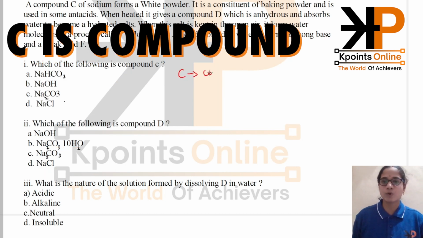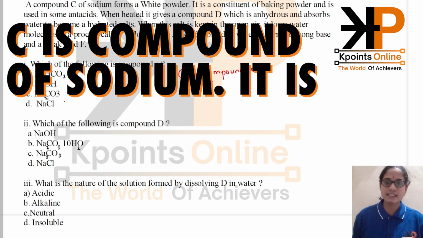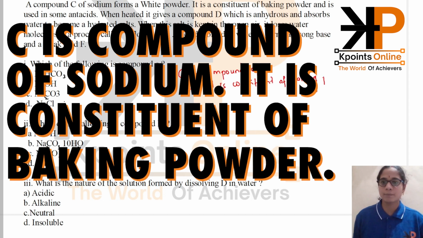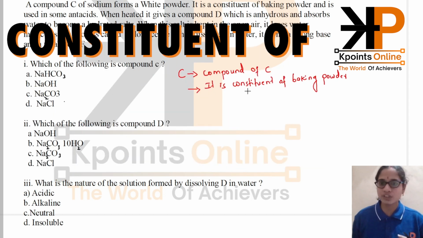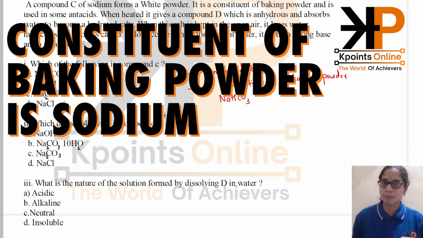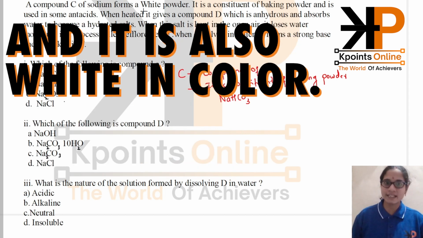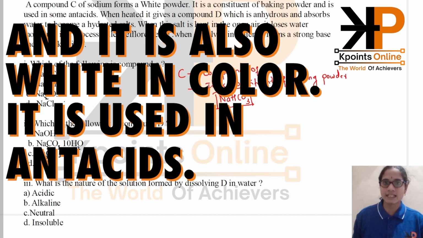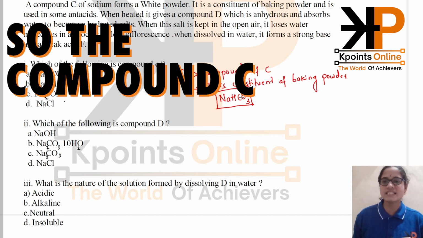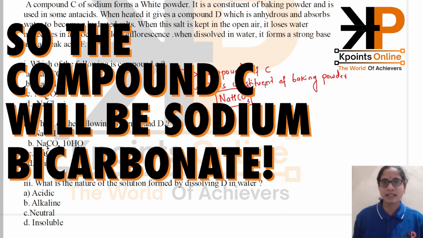C is a compound of sodium. It is a constituent of baking powder. The constituent of baking powder is sodium bicarbonate, and it is also white in color. It is used in antacids. So, the compound C will be sodium bicarbonate.